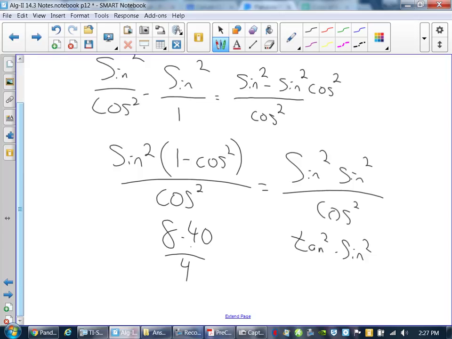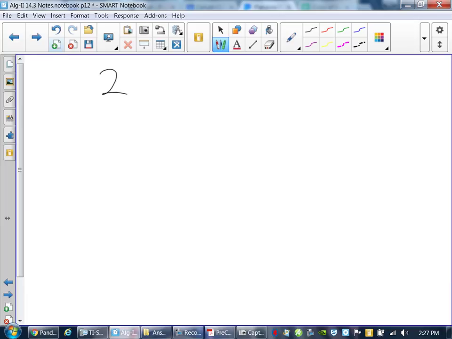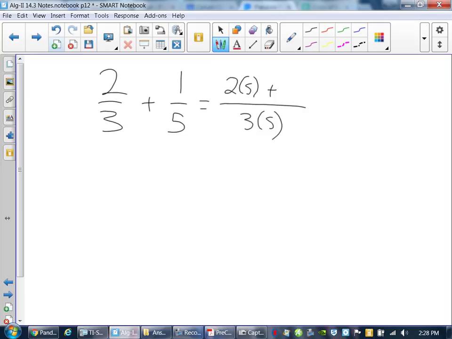Yeah, real easy. Think of it in terms of 2/3 and 1/5. If I want to add those, what would be the common denominator between a 3 and a 5? You multiply them together, so you get 3 times 5. Do you agree? The fraction on the left already has a 3, so it needs to be multiplied by a 5. The fraction on the right has a 5, so it needs to be multiplied by a 3.